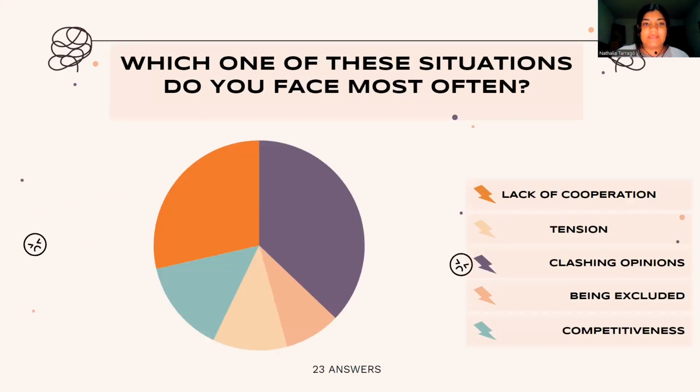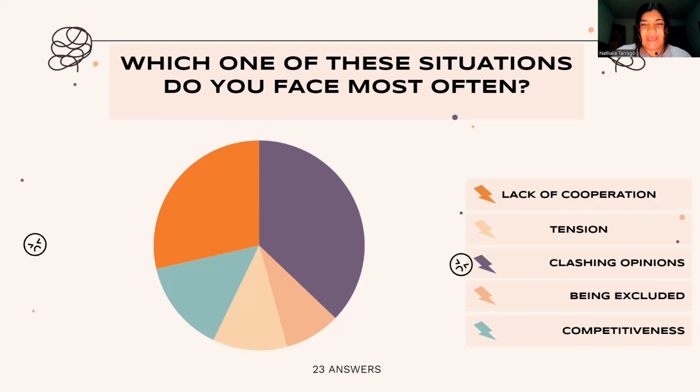So then we have this graphic, and we did this survey with six different questions, and we have 33 answers in this one. So the first one is, which one of these situations do you face most often? And as we can see here, the purple one is clashing opinions. This is when not everyone agrees on what they're going to do or what they're doing with the task.